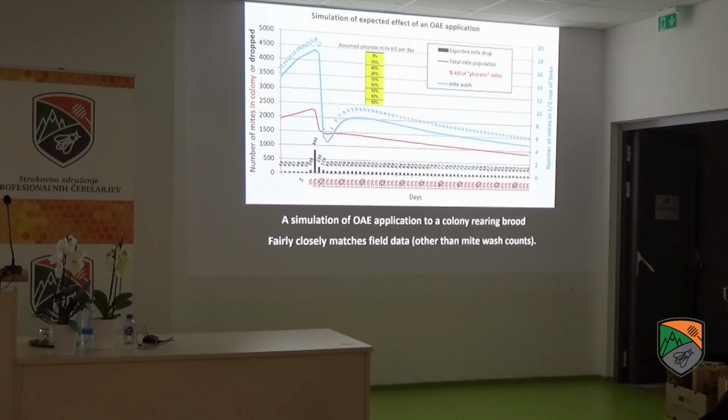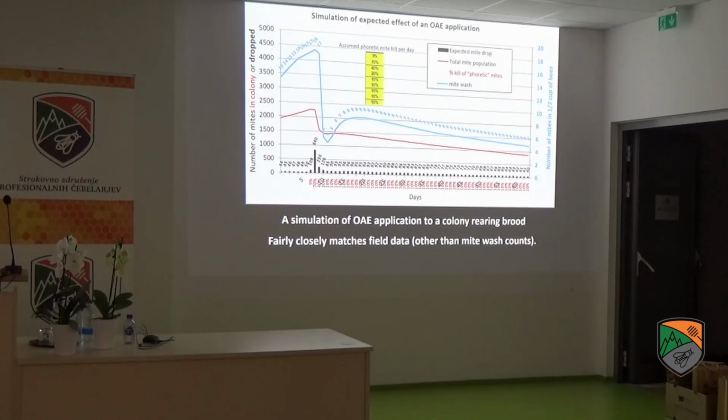The one that doesn't fit, though, is this here. This would be for an extended release, assuming that we're going to get 5% kill the first day, 70% kill the second day, then dropping from 40 down and holding at 10% kill per day. What this shows is we would expect our mite wash count at half cup bees to drop and slowly go down. But I already told you that's not what we see.